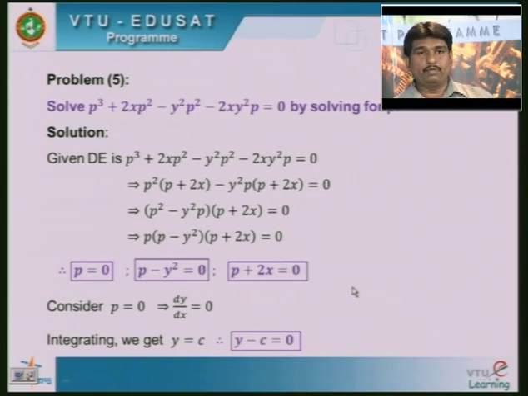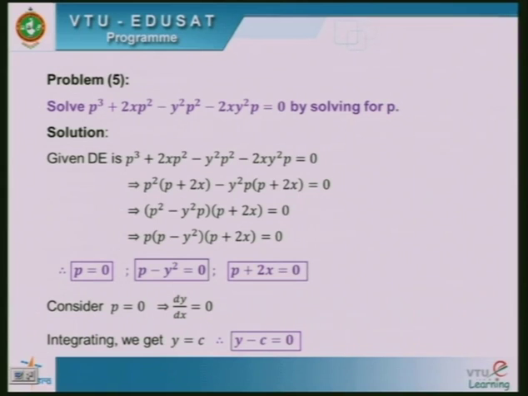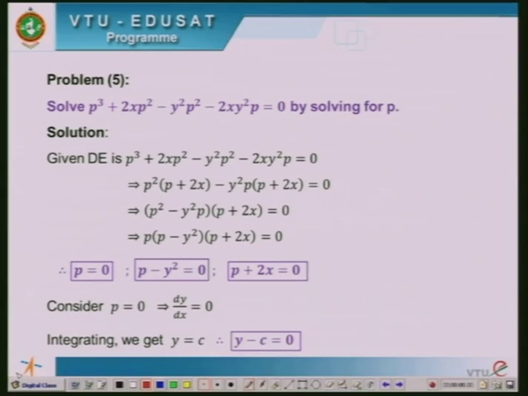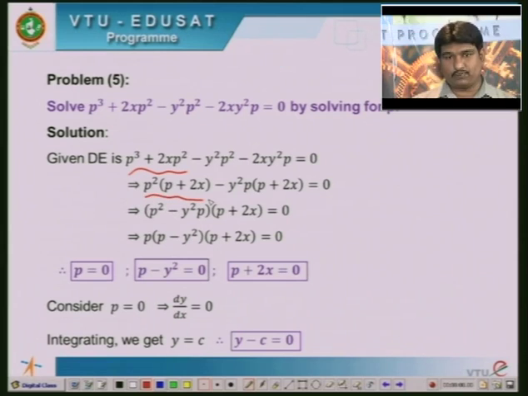Now, problem number 5. Solve p cube plus 2x p square minus y square p square minus 2x y square into p equals 0 by solving for p. It is a cubic equation. If I take p square common, I get p square into p plus 2x term. Minus, if you take y square p common, it is y square p into p plus 2x.